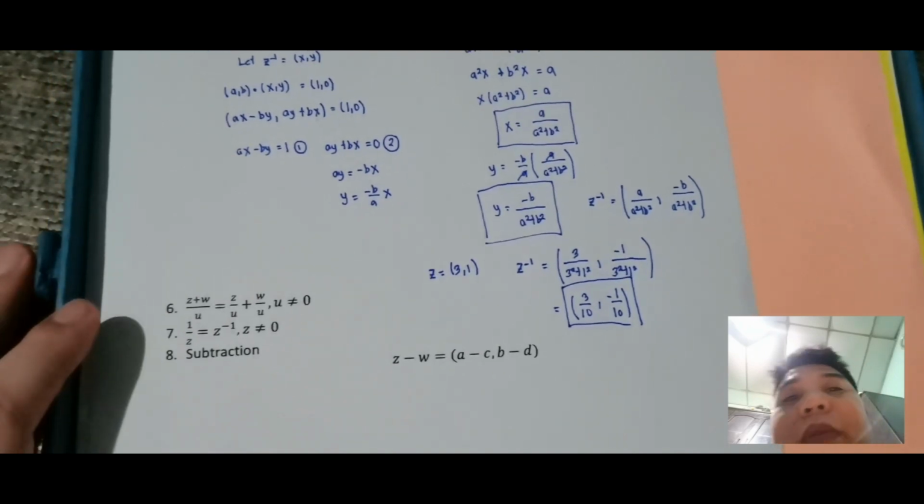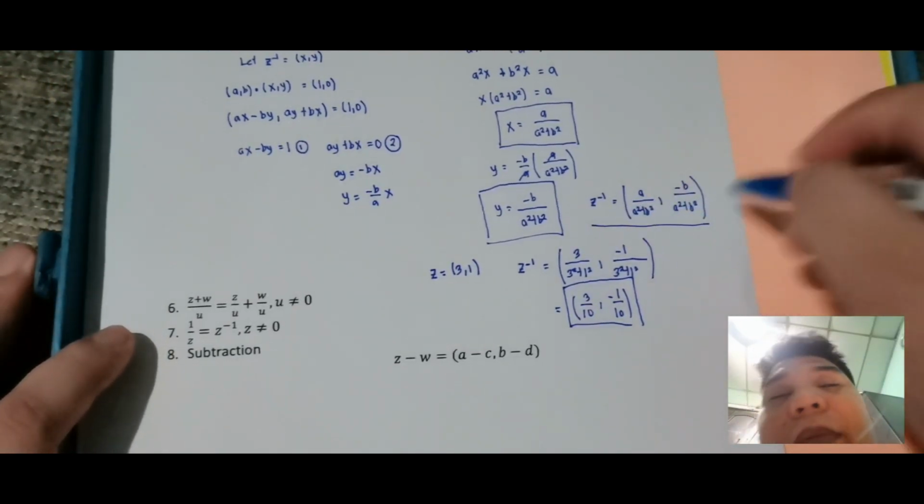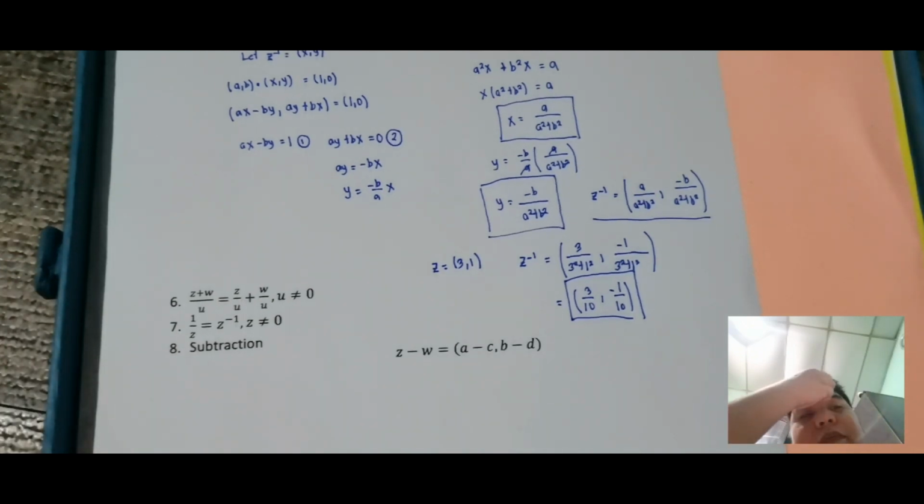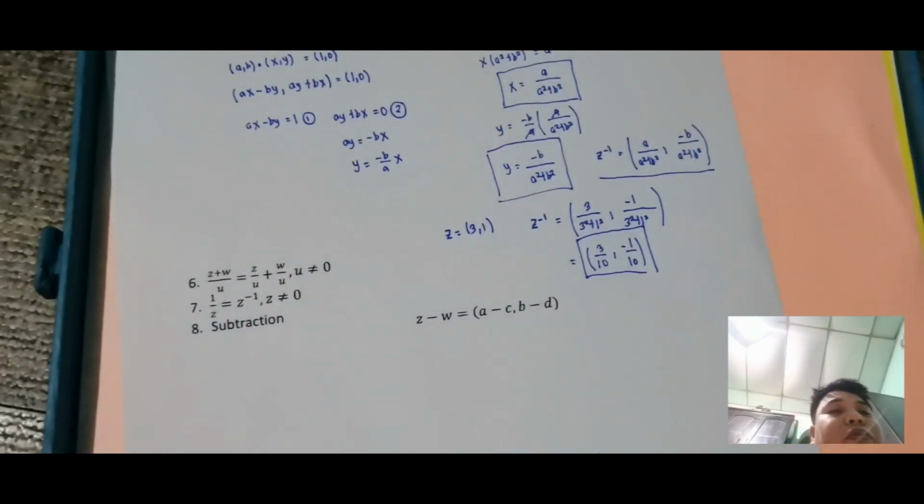Okay, so yan yung formula. So, tandaan, ito yung formula para mahanap yung multiplicative inverse. So, tandaan yan sa mga exam. Okay, so proceed tayo sa number 6. Ang sabi ng number 6, (z plus w) over u. So, anong pwedeng gawin? Pwede mo lang hatiin. Okay, so pwede maghiwalay provided na yung u is non-zero complex number. Okay, so number 7, yung 1 over z is equal to z inverse.